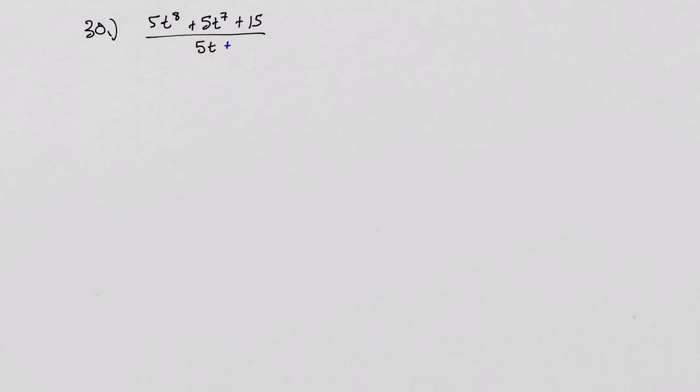If I had like a plus 7 here, then we've got what we call polynomial division, and we have to use polynomial long division. But with monomial division, the way to approach this is to just divide the 5t into each term. So what we end up with is 5t to the 8th over 5t plus 5t to the 7th over 5t plus 15 over 5t.